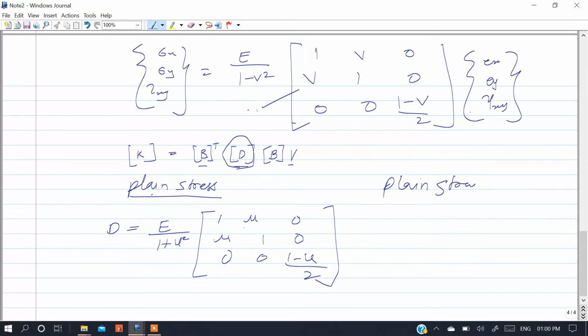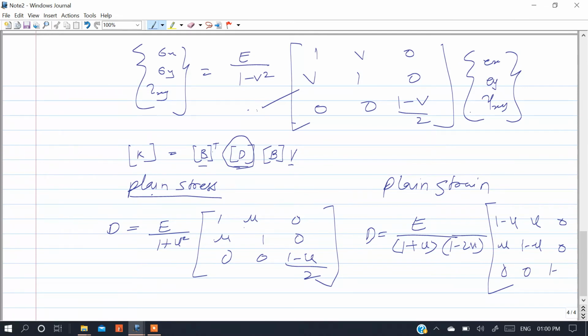If it is a plane strain problem, then what will change? Only D will change. D equal to E upon (1 plus mu) in bracket (1 minus 2 mu), and the matrix also changes: 1 minus mu, mu, 0, mu, 1 minus mu, 0, where mu is the Poisson's ratio, 0 0 (1 minus 2 mu) upon 2. So if the problem is on plane stress, then you are going to use this formula for deriving the stiffness or stress if they ask you. And if it is a plane strain problem, then you are going to use this formula.